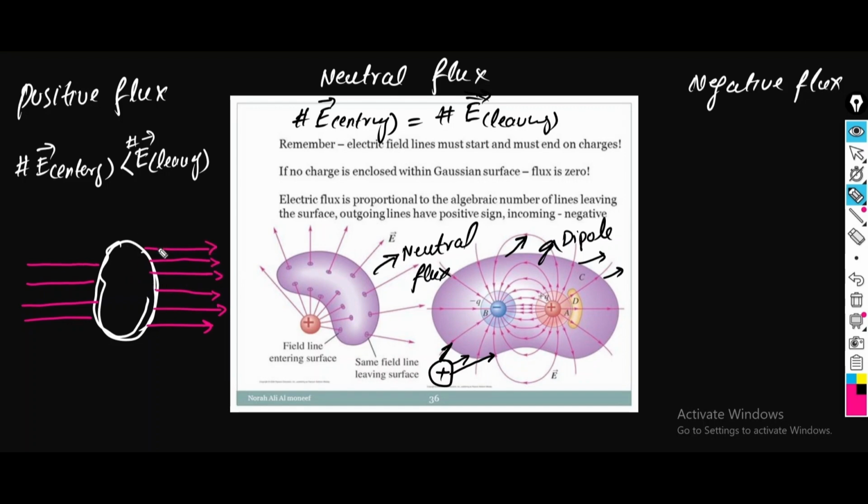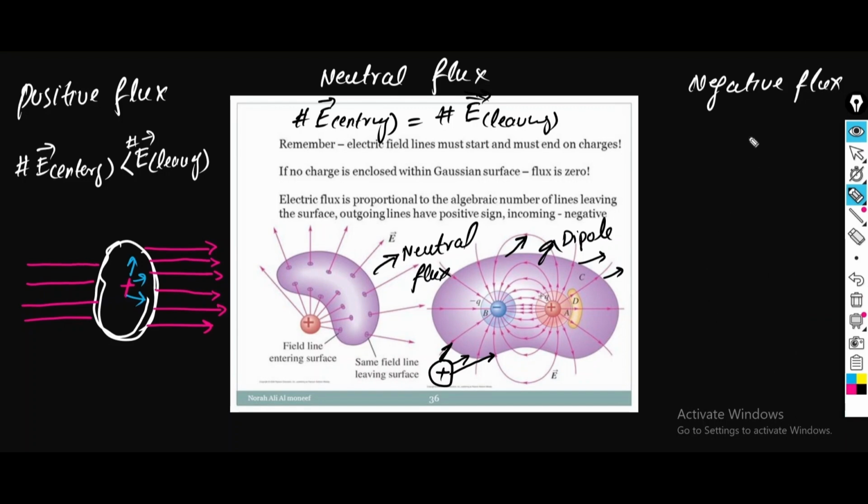So what has happened inside this Gaussian surface to increase the electric field lines? If we put a positive charge inside this Gaussian surface, electric field lines also originate from this positive charge. So those lines also add to the external electric field lines entering, and therefore the overall number of electric field lines leaving this Gaussian surface will be more.